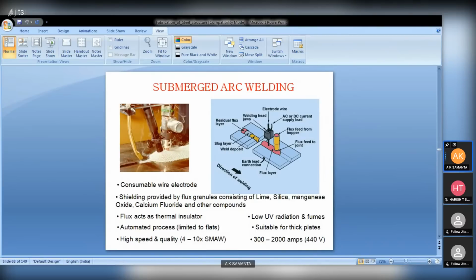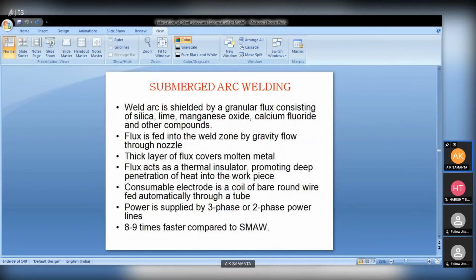Then flux acts as a thermal insulator, which will not allow heat to come out. So the weld will take more time to cool. As a result, one type of heat treatment takes place there, maybe normalizing. As a result, grain refinement takes place, and the weld metal will be more ductile. It is an automated, high-speed process. However, it is very costly.